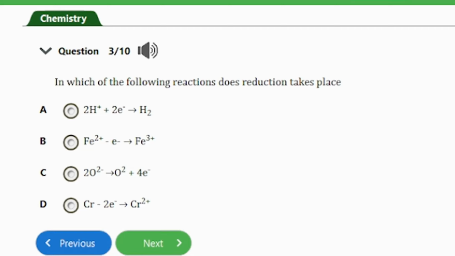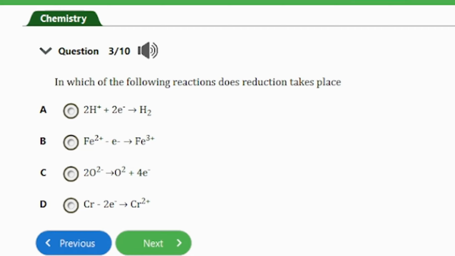So we also have 2O ion with the negative 2 to yield O2 plus 4 electrons, and then we have Cr minus 2 electrons to give Cr ion with a positive 2. So guys, the answer to this question here will be option A here. That's 2H ion plus 2 electrons to give a molecule of H2, that's hydrogen.